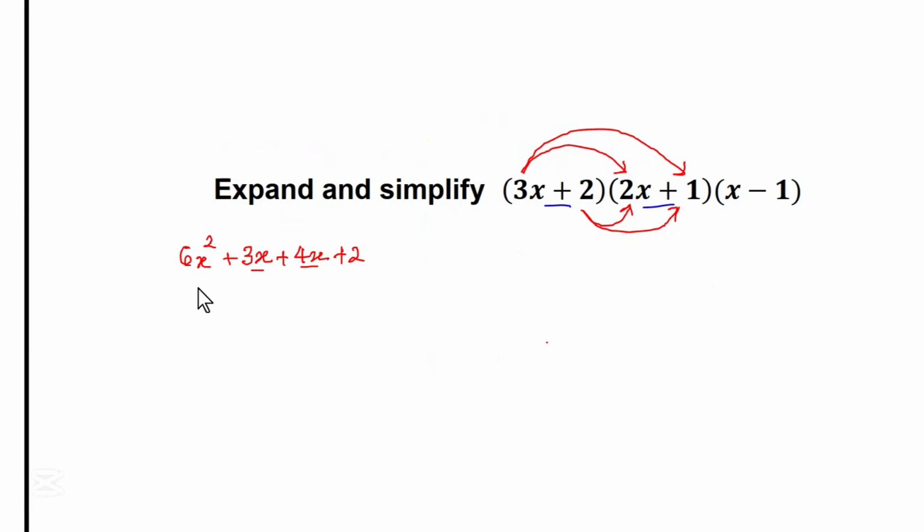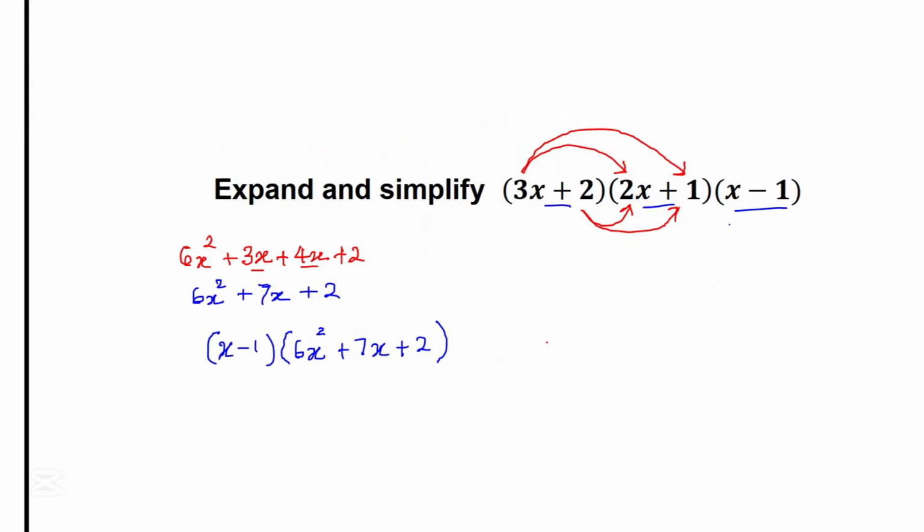Here, the like terms are 3x and 4x. So this will be 6x squared. Now, 3x plus 4x will be plus 7x, and then plus 2. Now, after expanding the first 2 brackets, we're left with the last bracket, x minus 1. So we're now going to multiply the last bracket by the result of the first 2 brackets, which will be x minus 1 times 6x squared plus 7x plus 2.